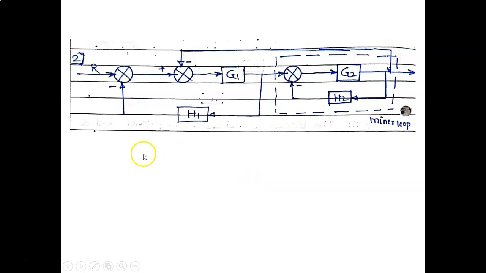Therefore, this is the diagram and we have to reduce this block diagram, or we have to find out the transfer function of this block diagram. Therefore, this is the minor loop. This summing point, block G2 and block H2 form the minor feedback loop. Therefore, we will reduce this. Since this is the negative feedback, in the denominator, the sign will be positive. That is G2 divided by 1 plus G2H2.